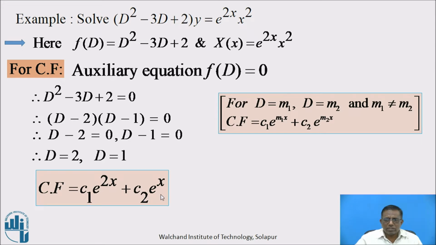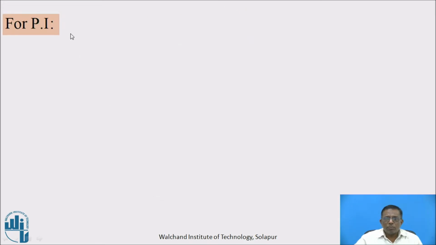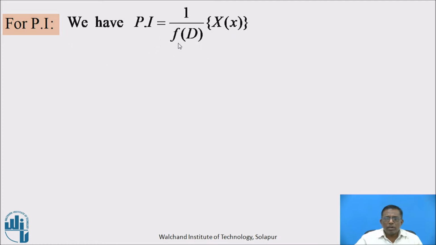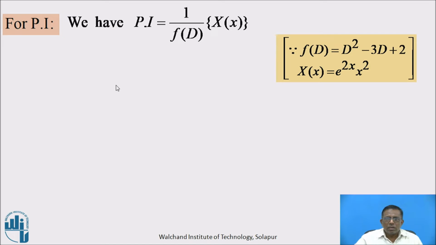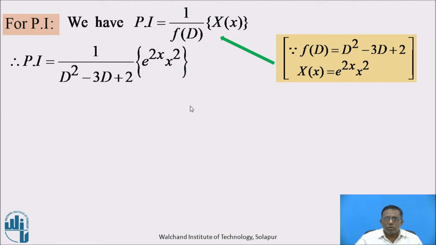Now for PI, we have the formula PI = 1/f(D) operated on X(x). Here substitute the value of f(D) as D²-3D+2 and X(x) as e^(2x) x². Therefore, PI = 1/(D²-3D+2) operated on e^(2x) x².